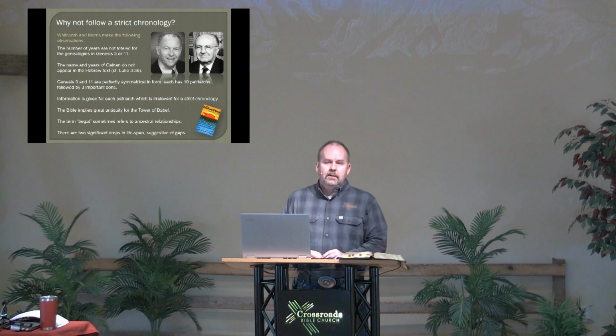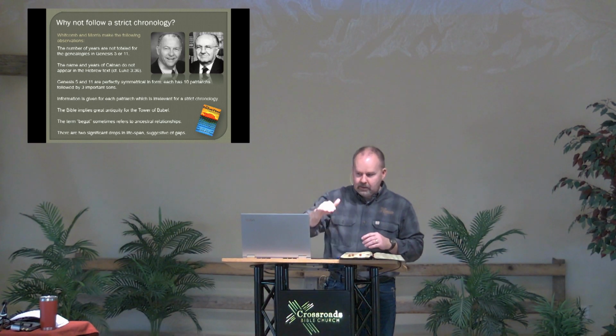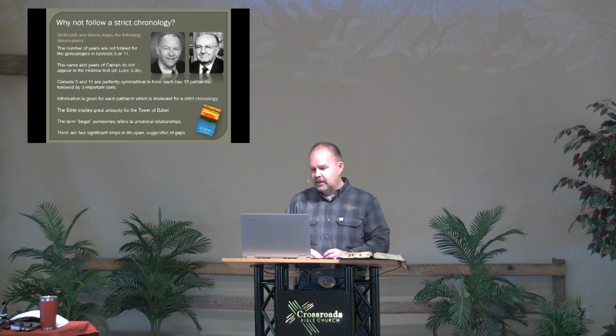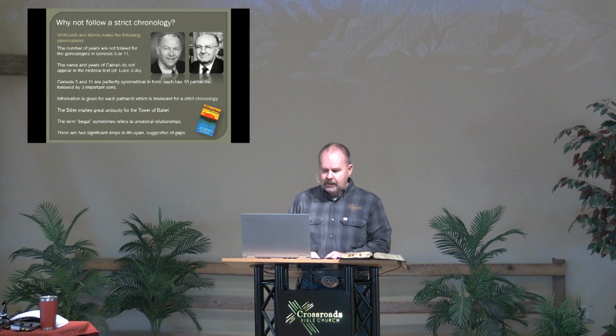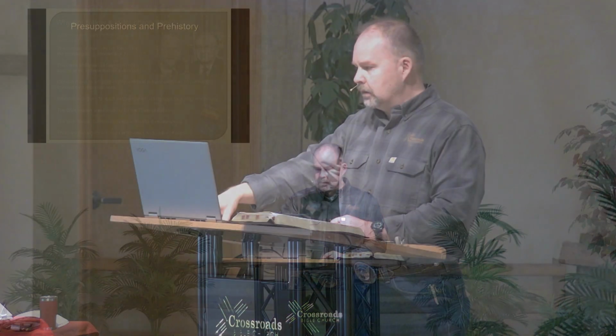And finally, there are two significant drops in lifespan, which is suggestive of gaps. So you have people living about this long, and then all of a sudden within a single generation, it drops. And people live about this long, and then there's another drop, and they live about this long. That may be suggestive too of a gap in there, because we would expect it to be a little smoother, not a jump downward in lifespan. And I think they're probably correct there. Those are places I would tend to place additional time in those genealogies.